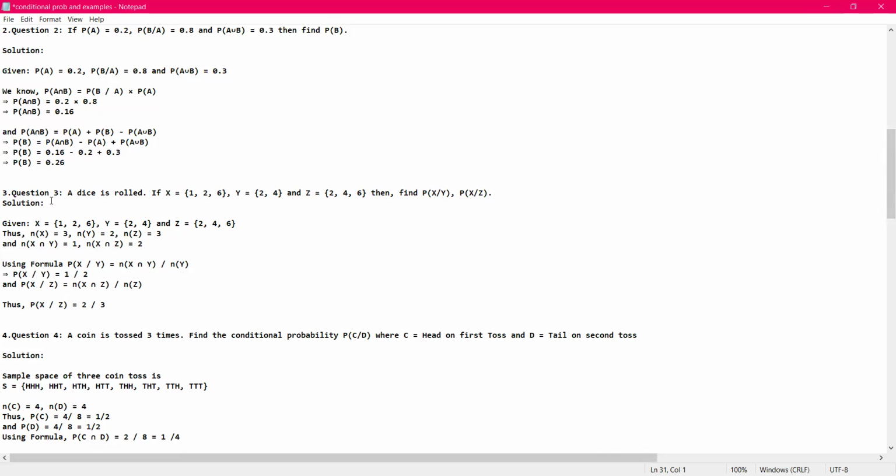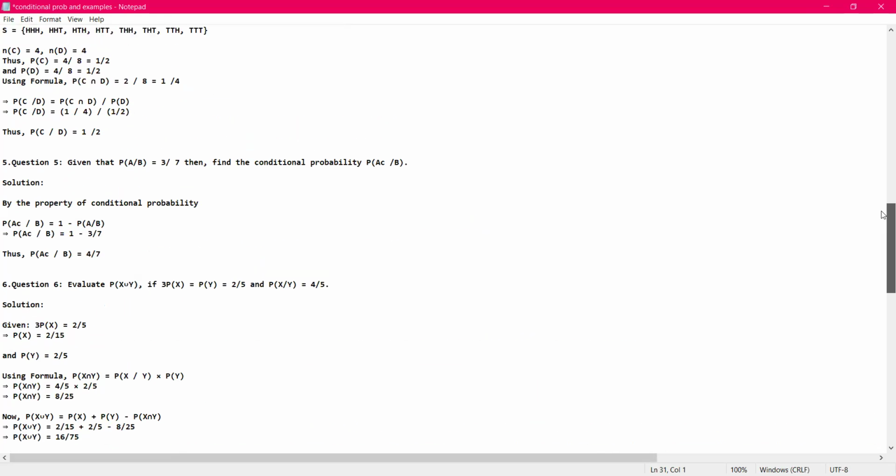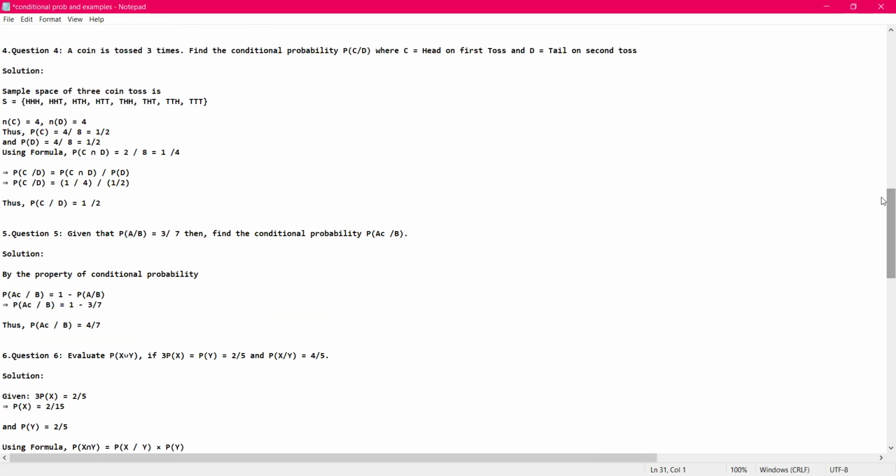And if we want to find the probability of x given that z event has already occurred, it equals n of x intersection z by n of z. So we already know that n of x intersection z is equal to 2, and n of z equals 3. So the probability of x given z equals 2 by 3. That is the value. Now we will see the fourth question.